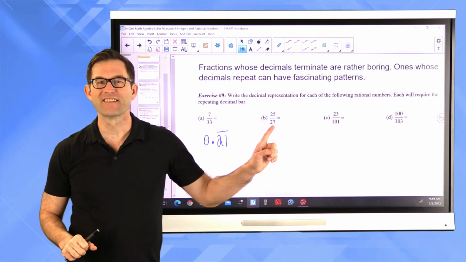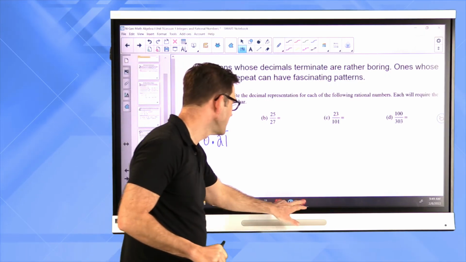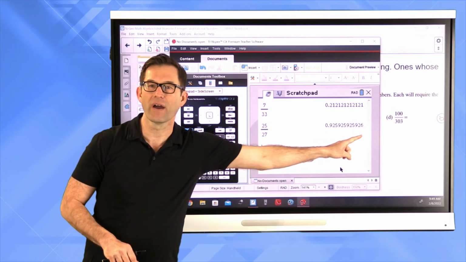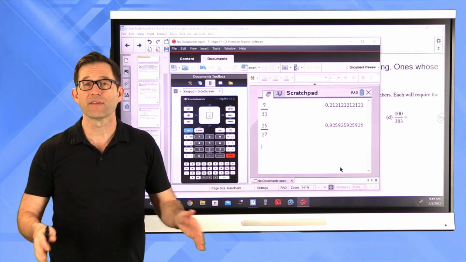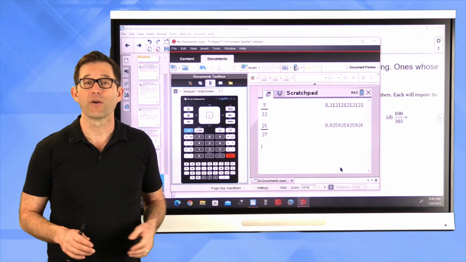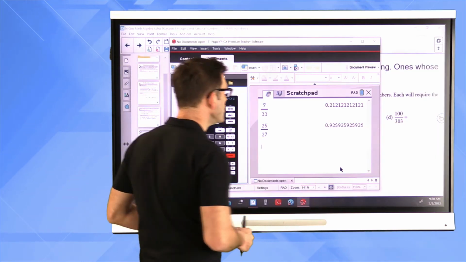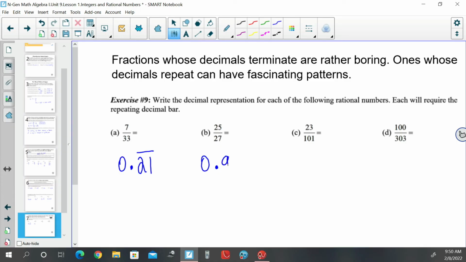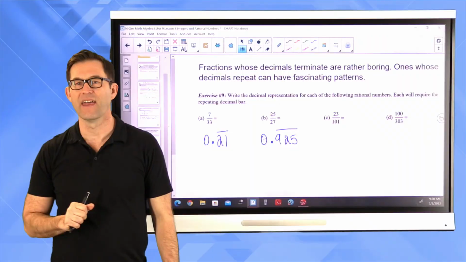All right, let's take a look at 25/27. 25 divided by 27. Enter. And I get 0.925, 925, 925, 925, etc. Again, make sure you realize that final 6 there is not the fact that the decimal is terminating, it's the fact that it rounded that last one. So this is 0.925 repeated, 0.925, with all 3 of those repeating again and again and again.